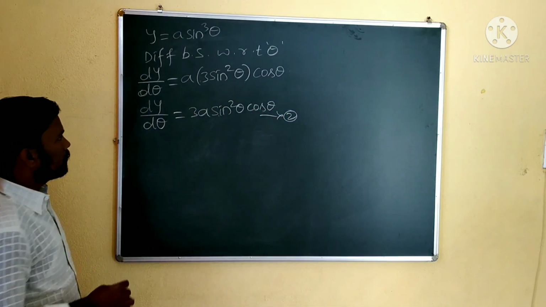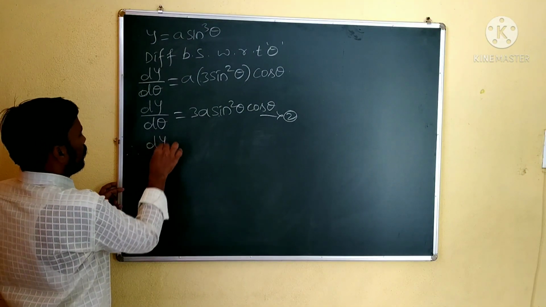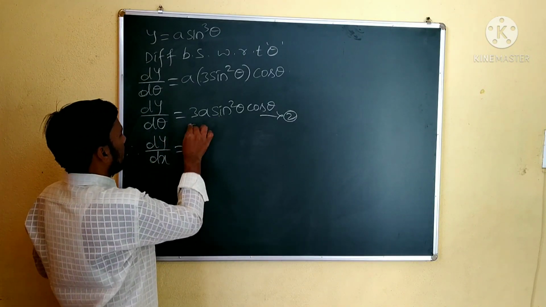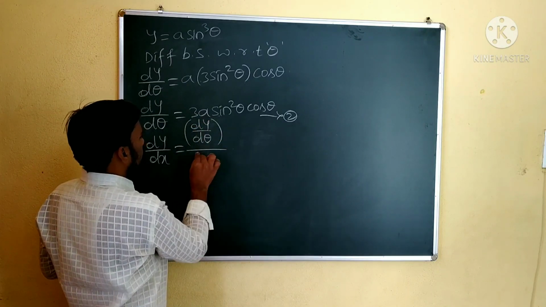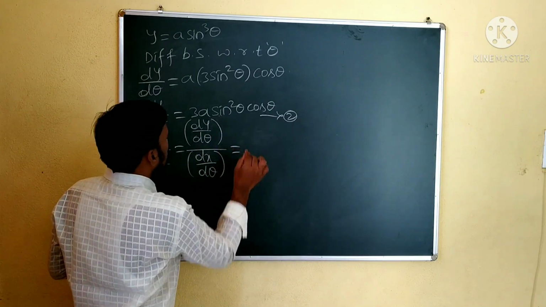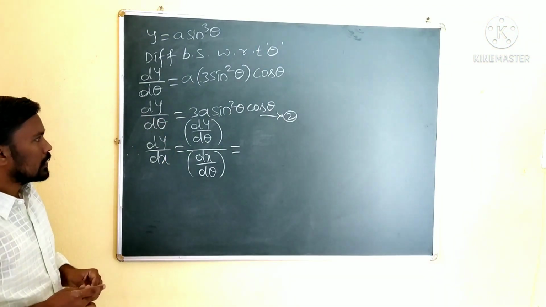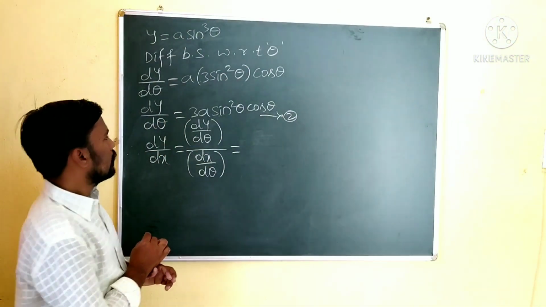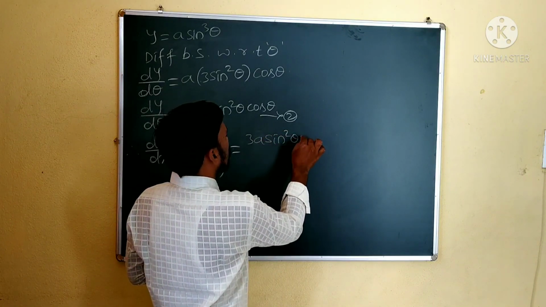So from these two equations we can get the dy by dx value. Therefore, dy by dx can be written as dy by d theta divided by dx by d theta. Now, using equation number 1 and 2, dy by d theta will be what? 3a sin square theta into cos theta. Replace this dy by d theta by 3a into sin square theta into cos theta.